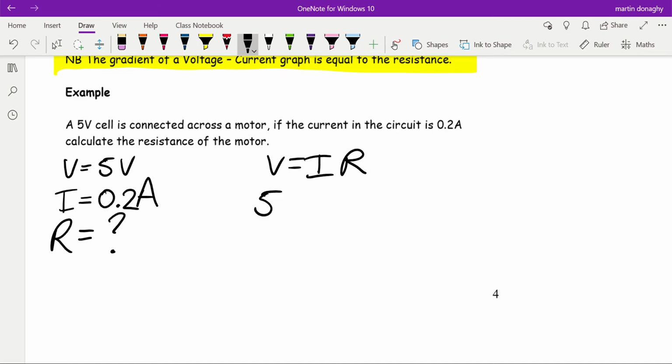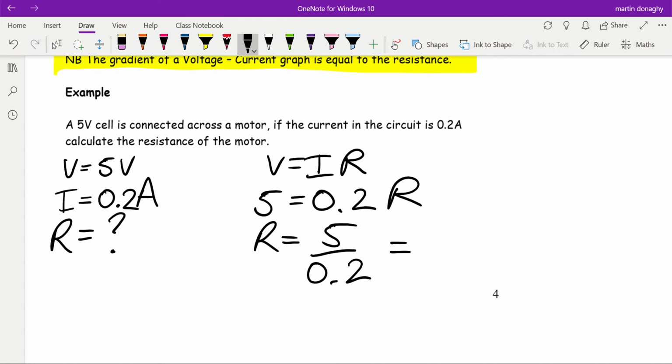We then have 5 equals 0.2 times R. Divide both sides by the 0.2, and that will give us 25, is it? Yeah. And then you have to do your little omega symbol, okay? So you need to get used to drawing that as well.